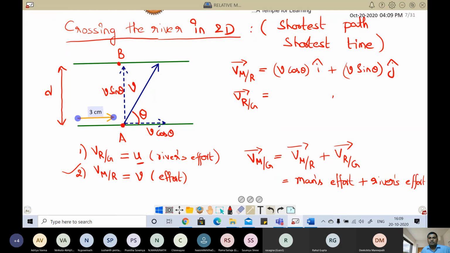This is called the velocity of river. This is the velocity of river with respect to ground, which is equal to u times i cap. So now we have this vector here, and this vector here.